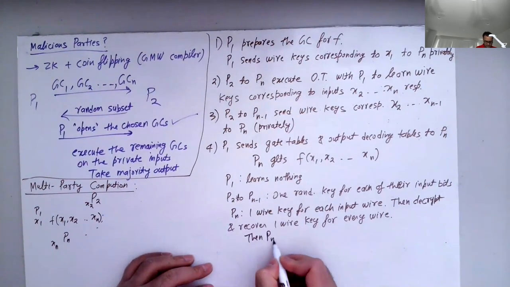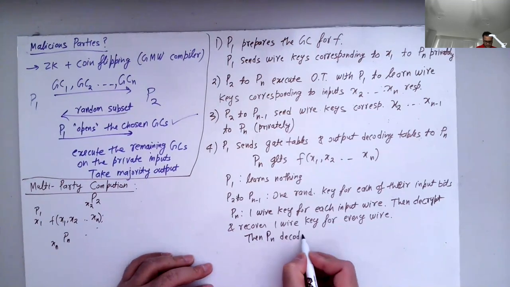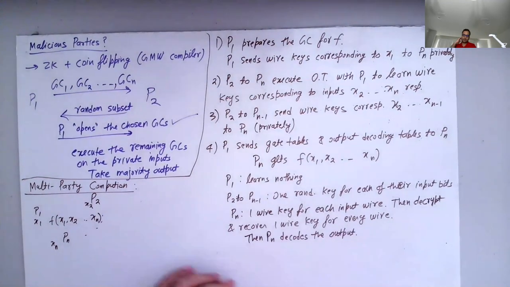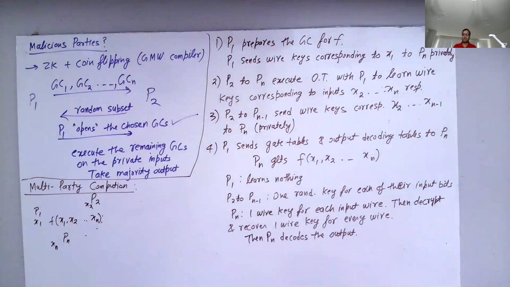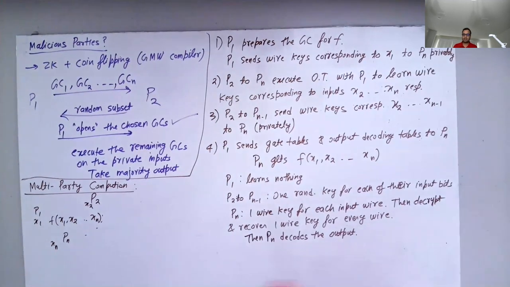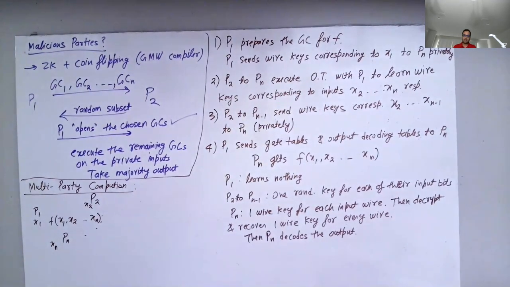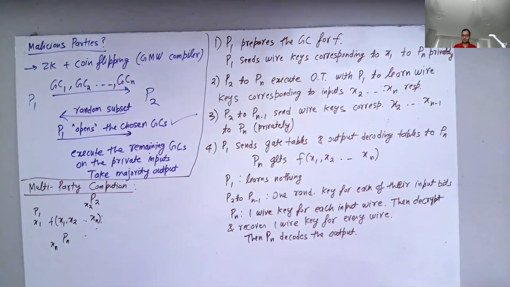Then Pn decodes the output given the output decoding table. And that's really the only useful information which Pn is learning. So Pn only learns the output and nothing else. So that's fine. Of course, Pn was supposed to learn just the output. So this is just a very high level intuition. The actual formal proof of the garbled circuit construction is pretty long. This is not something that we will cover in the course.